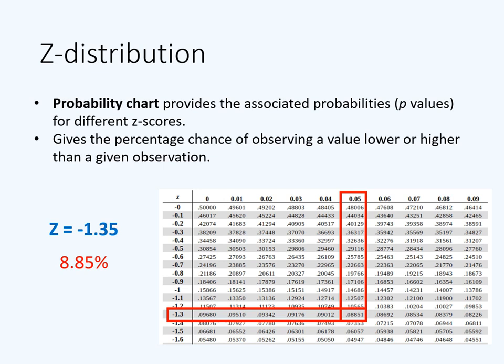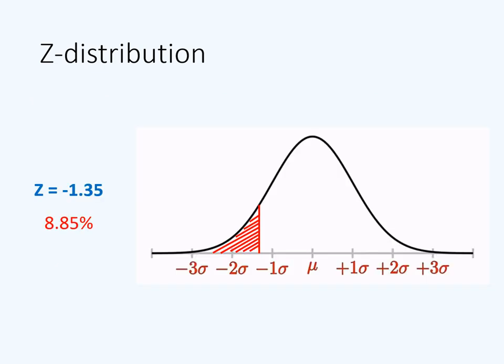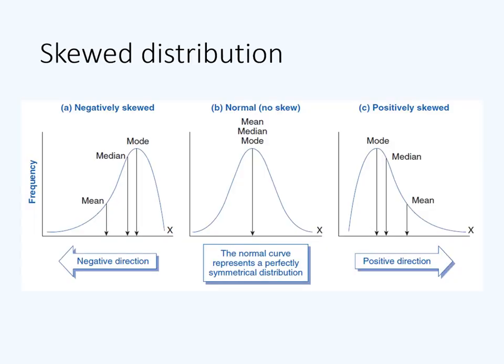And the way that this works is we'd first look up the minus 1.3 part, then we'd look up the 0.05 part to find the associated probability. In this example, that's 8.85%. So that means that there's an 8.85% chance of observing a value to the left of the z-score in this distribution. Sometimes data are not normally distributed, and instead the distribution might be skewed.